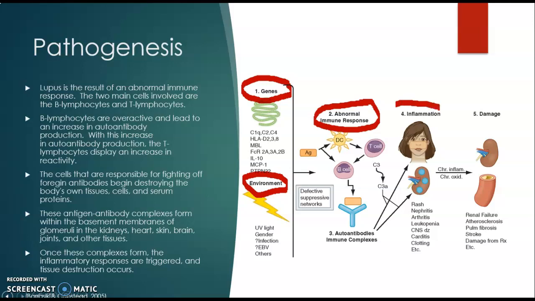Whenever this happens, inflammation occurs, and this could happen in any organ system in the body. The cells that are responsible for fighting off foreign antibodies begin destroying the body's own tissues, cells, and serum proteins. And whenever this happens, damage starts to occur within the affected organ systems. This could be anything from the digestive system to the kidneys to the heart. Anything could be affected with this particular disease. Once the complexes form and that inflammatory response is triggered, then the tissue destruction occurs.